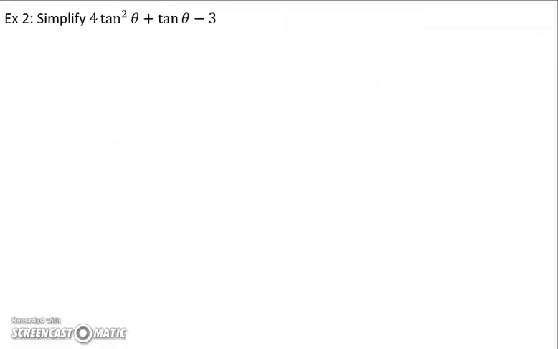If we look at this one, this is just going to be factoring plain and simple. So this one really isn't using identities at all. It's really just thinking about this as something like 4x squared plus x minus 3, except instead of x we have tangent.